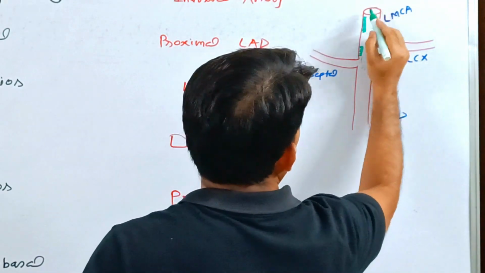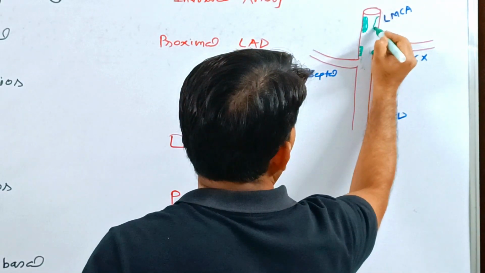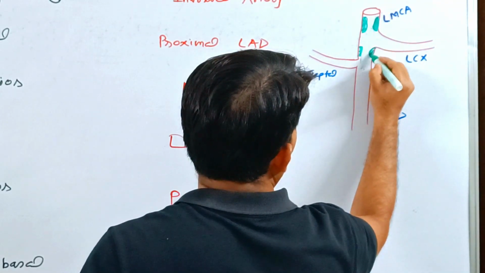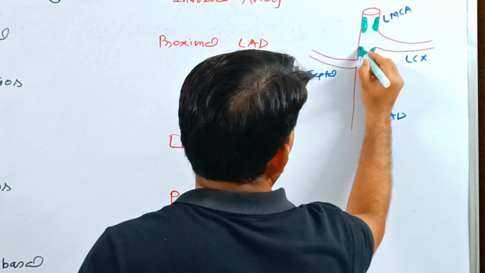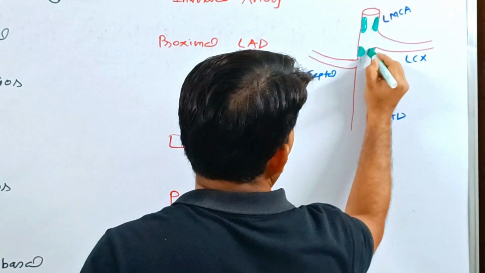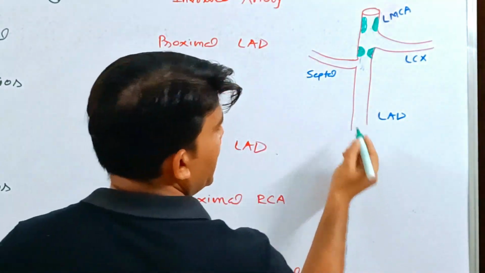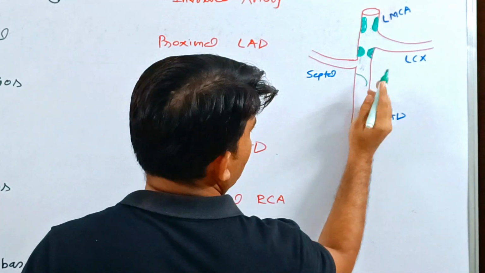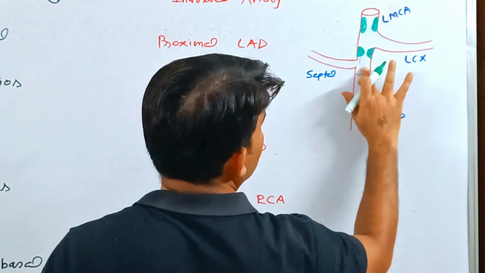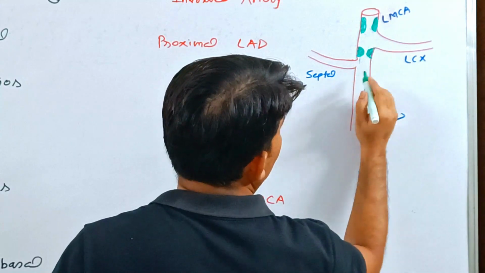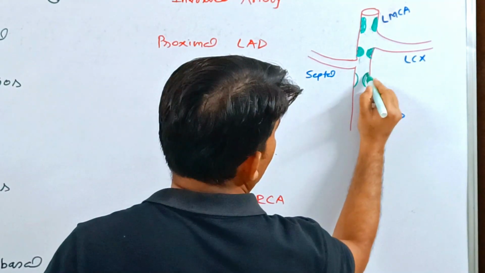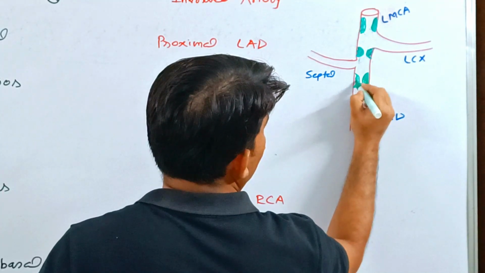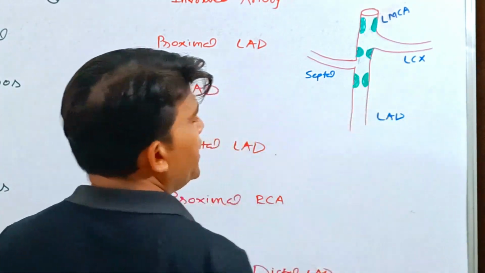okay, let me draw in 3 dimensions. In this case, patient will develop what? Anteroseptal wall MI. Anteroseptal wall MI. A patient will develop atheromatous plaque here. Sorry, my mistake. Then patient will develop anterior wall MI.